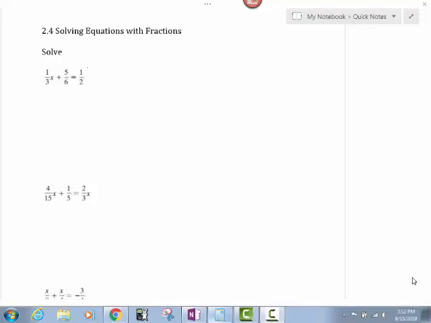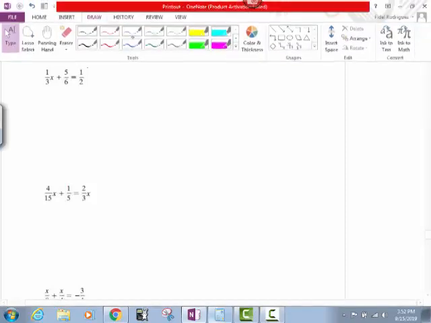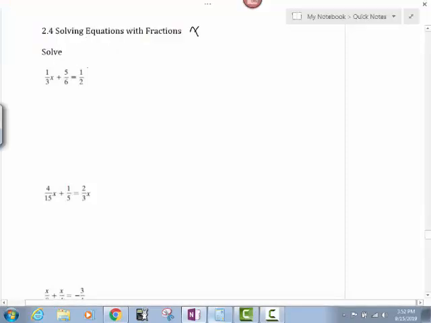The last section of Chapter 2, 2.4, talks about how we solve equations with fractions. Okay, so again, just to recap, remember what it is we're trying to do. We're trying to get the x by itself, right? Or y, or whatever letter we end up having.